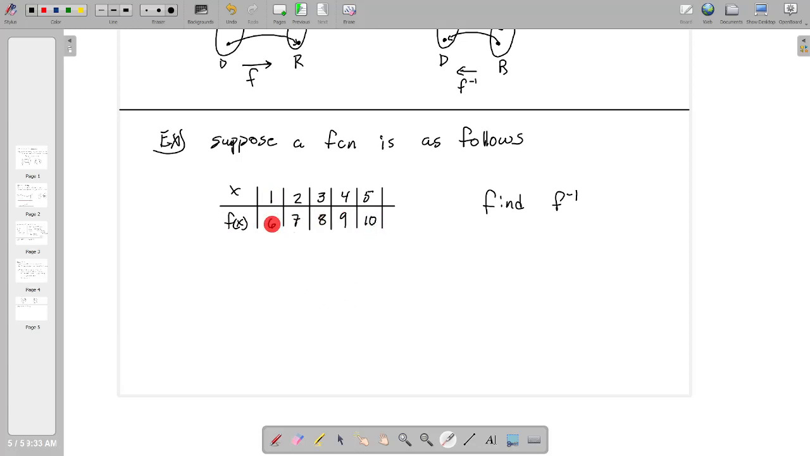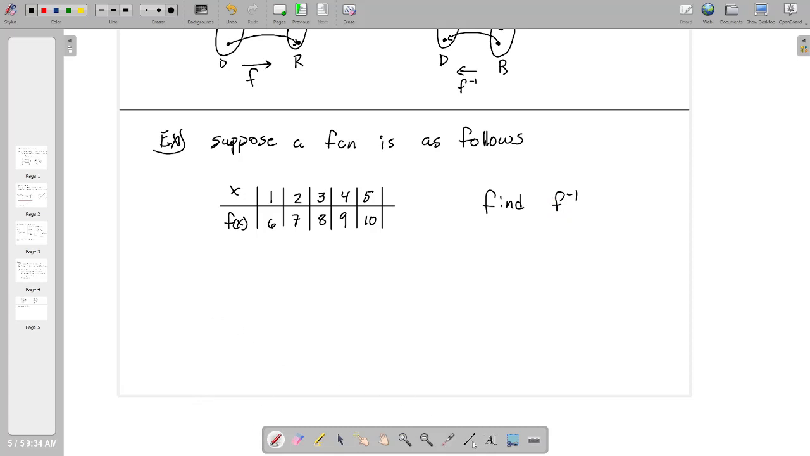Now each one is assigned to a specific x value. If x is 1, its range value that's assigned to it is 6. If x is 2, the range value that's assigned to 2 is 7. And so on. So if we're looking for f inverse, we're looking to do the opposite.